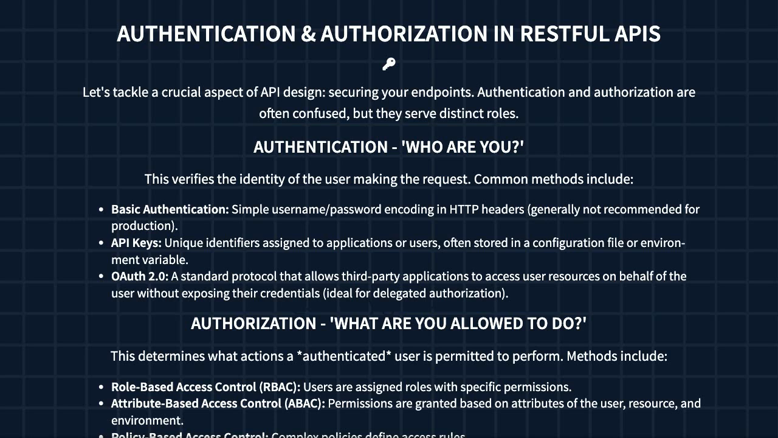We've covered some basics like basic authentication, API keys, and OAuth 2.0 for identity verification. Then we looked at how to control access rights using roles like admin versus regular user, attributes, and policies, which can get pretty complex depending on your needs. Remember, security is layered. Always use HTTPS and validate everything.